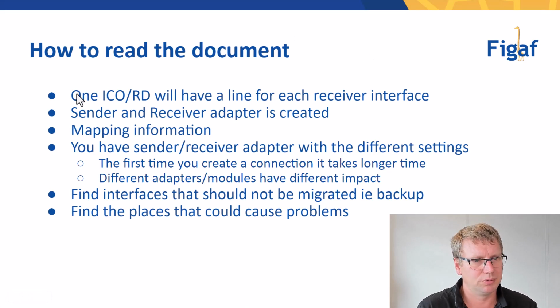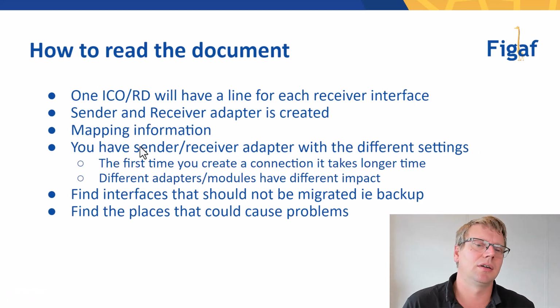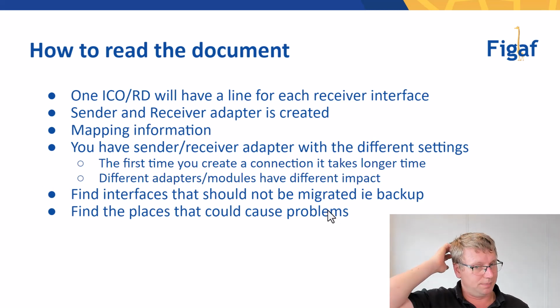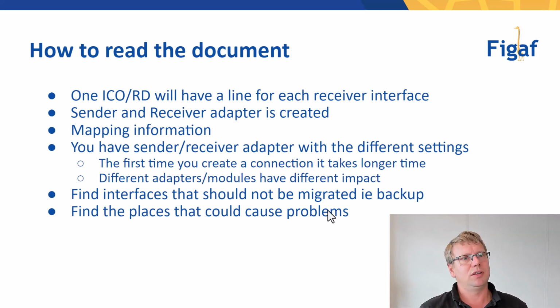Create some pivot tables. So we covered that you need to look at the sender and receiver adapter to understand what's going on here. Because the first time you connect to a new receiver, it will take longer. The second time, it's not really as challenging. Then you need to find out if there are some interfaces that are no longer used. I've seen some customers that had duplicated all the flows, and instead of sending them to the receiving system, just sent them to a backup system. Those should obviously not be migrated.